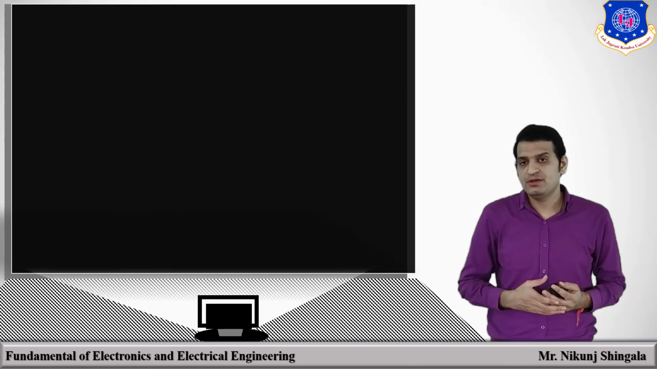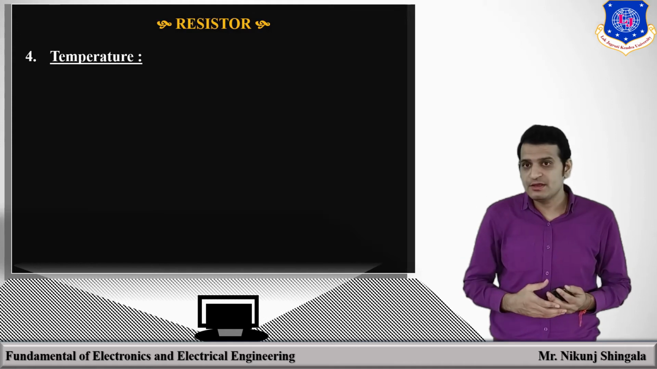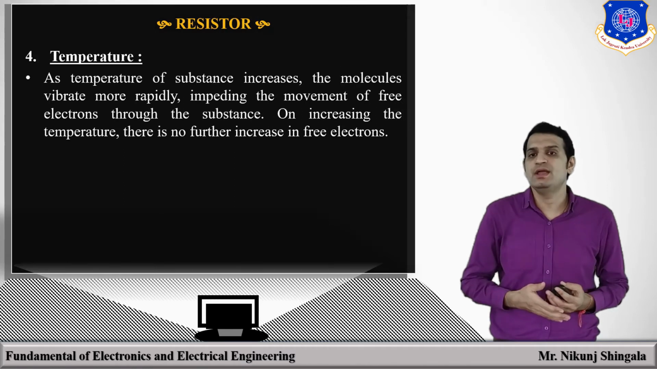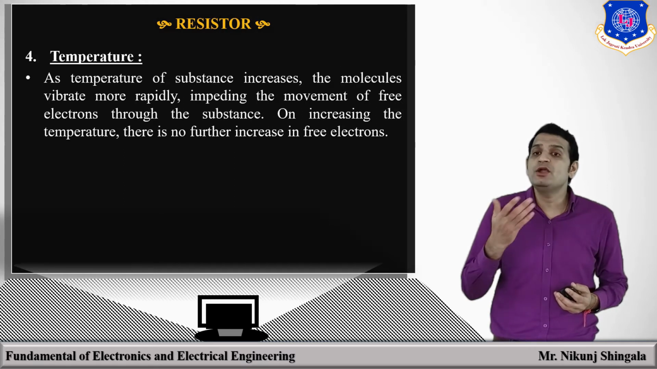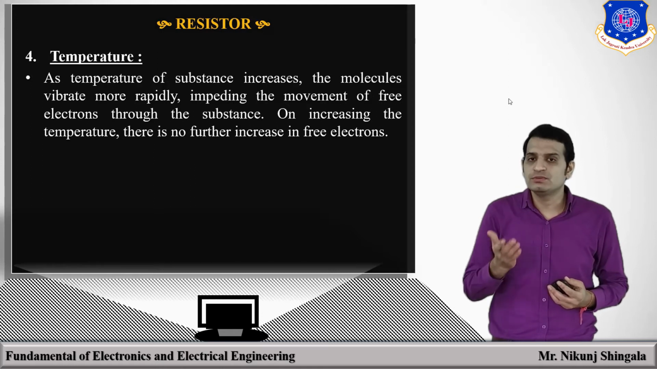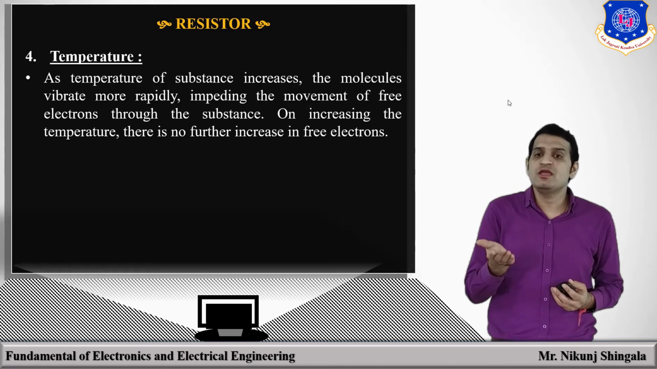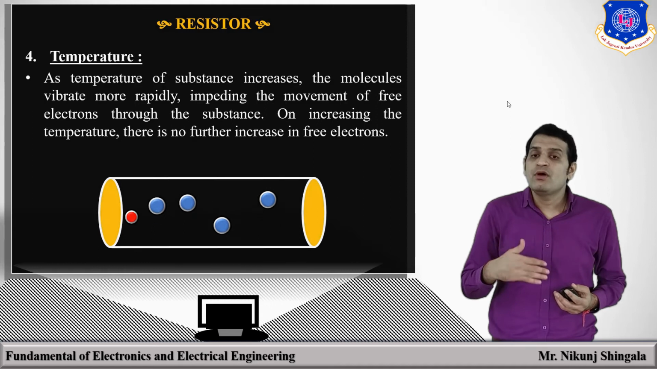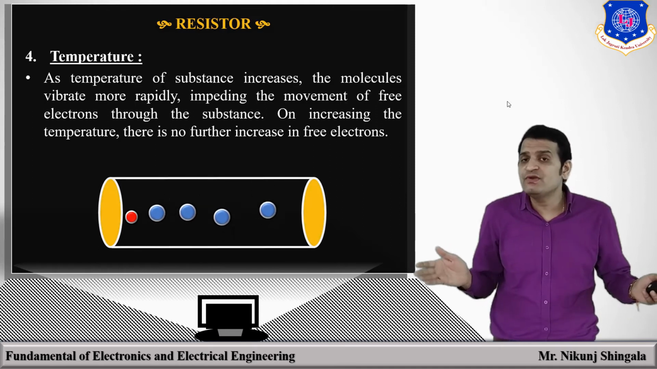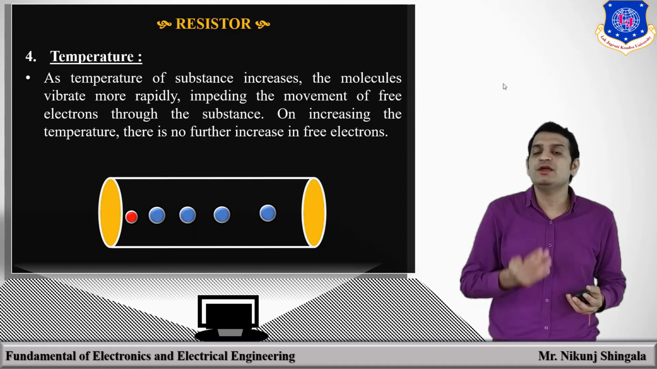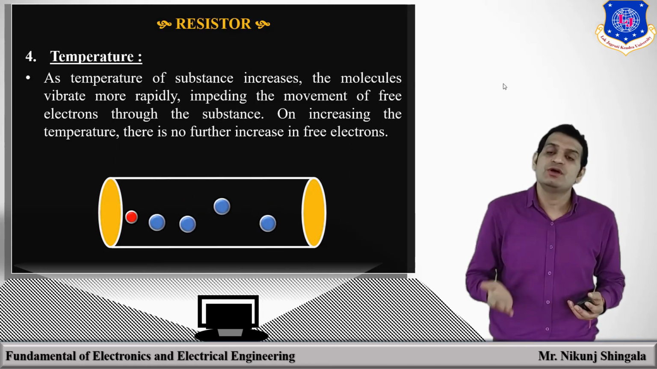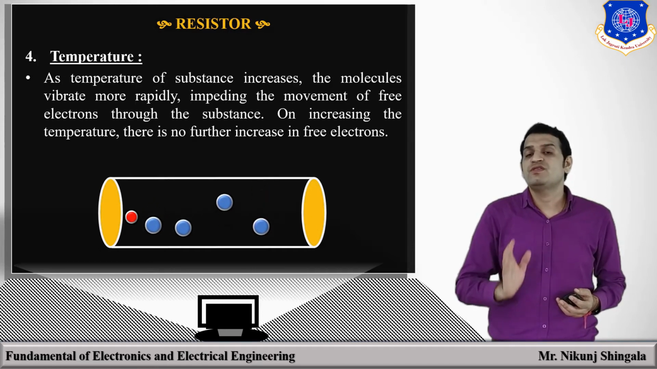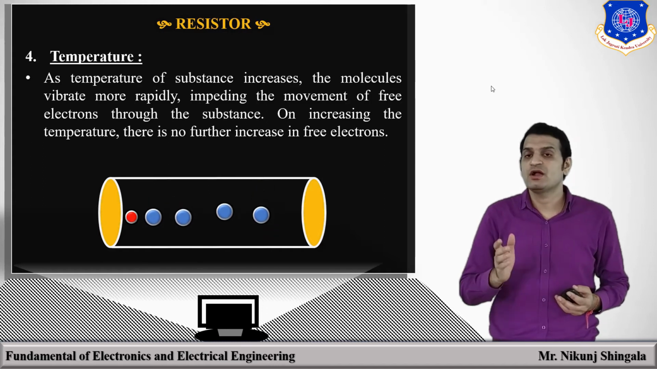The next one is the temperature. So what is happening if the temperature is increased? If the temperature of a substance is increased, then molecules will vibrate more rapidly, which will impede the movement of the free electrons through the substance. So as the temperature increases, molecules start to vibrate and impede the flow of electrons, and on increasing the temperature there is no further increase in free electrons. So ultimately, as the temperature increases, the flow of electrons is reduced and resistance is increased. So these are the four factors on which the resistance of a conductor depends.